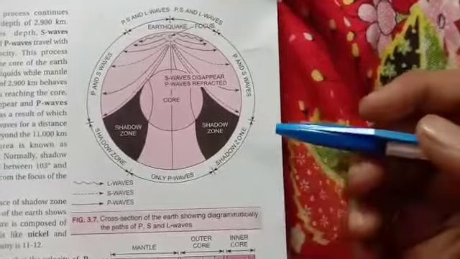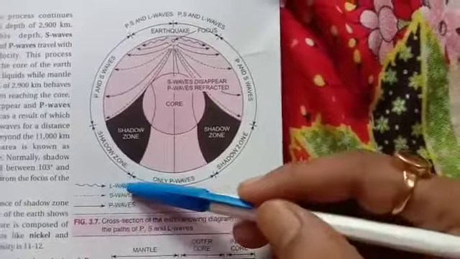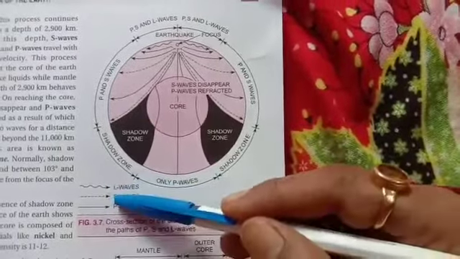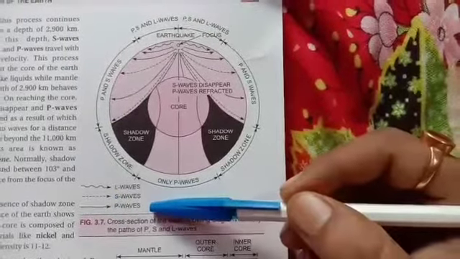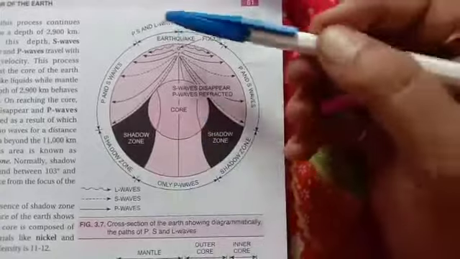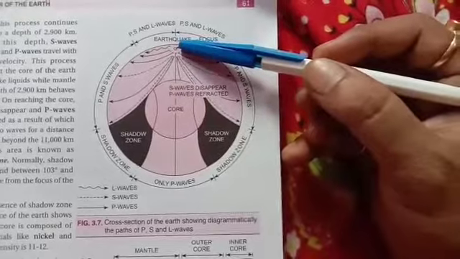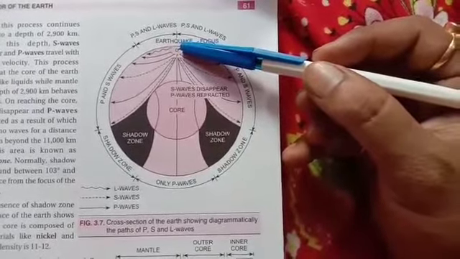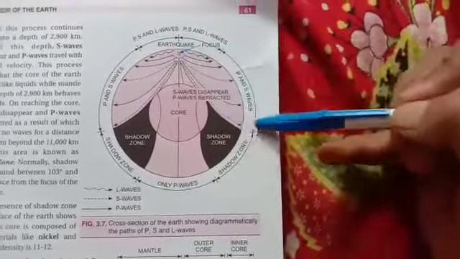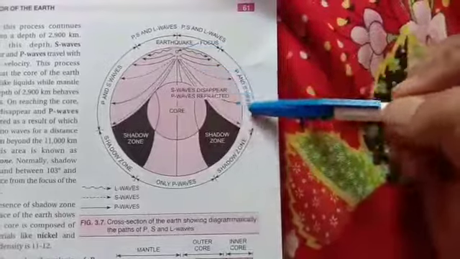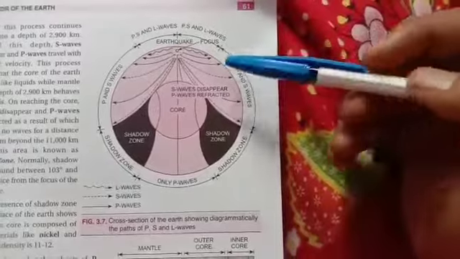Dear students, you can take the reference of your book too. As you are seeing, this ray is showing the L waves, this broken ray is showing the S waves, and this continuous ray is showing the P waves. All these three waves originate near the epicenter, and all three, P, S and L waves, are recorded near the focus of the earthquake. They follow a curved path, as you can see in the picture. They follow a curved path in the interior of the earth, which proves that the density increases inside the earth.